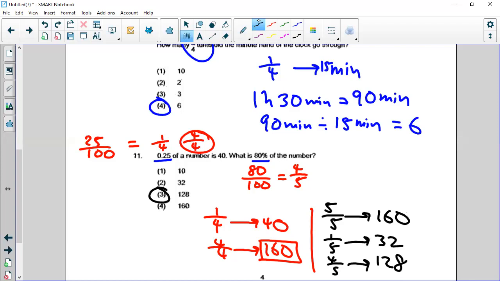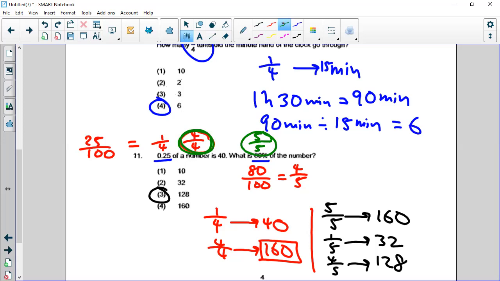Okay, so what is the lesson here? The lesson here is this: the number is always 1 whole, which is 4/4, right? And if you change it into a different fraction, which is what is 80% or 4/5 of the number, then that number is still 1 whole, but it has become 5/5 already. So it's still 1 whole, but a different fraction.